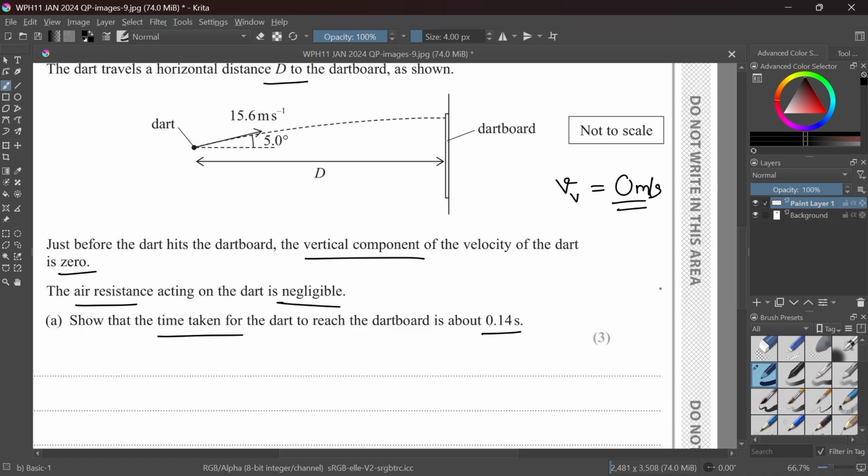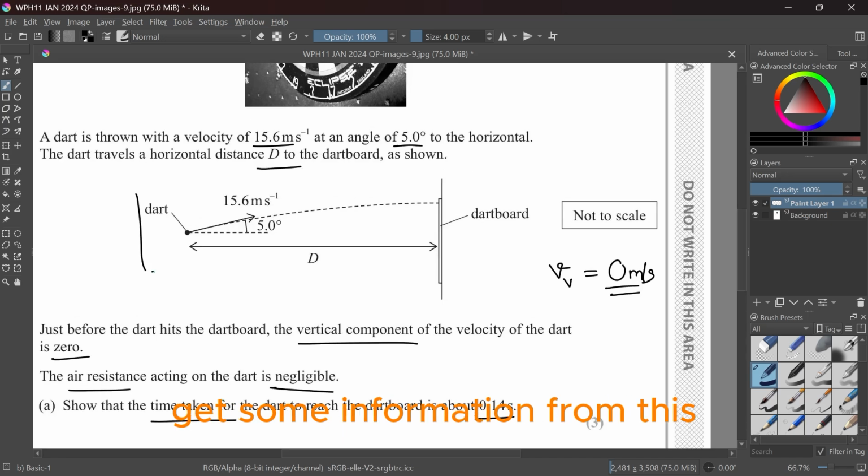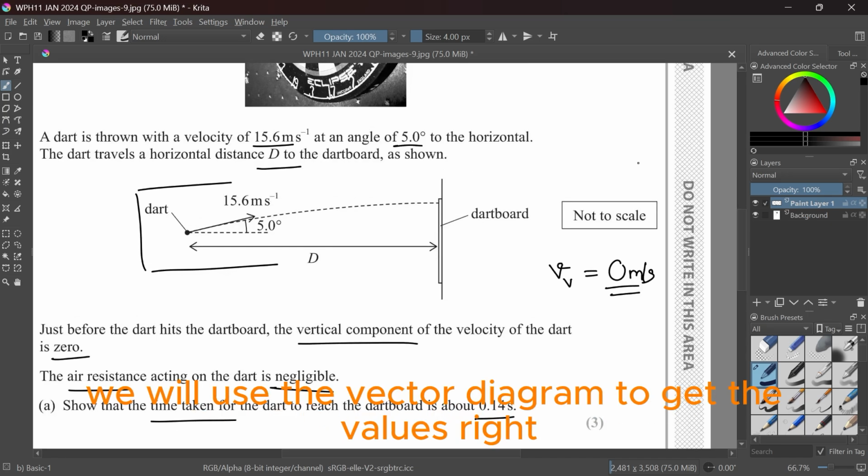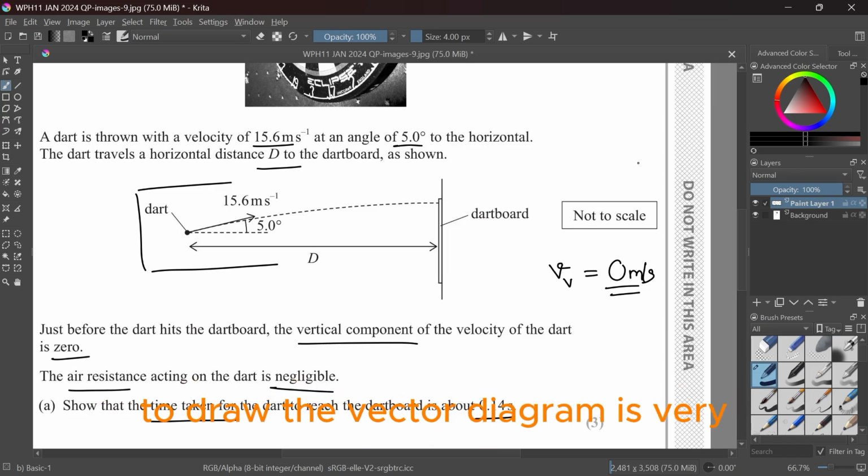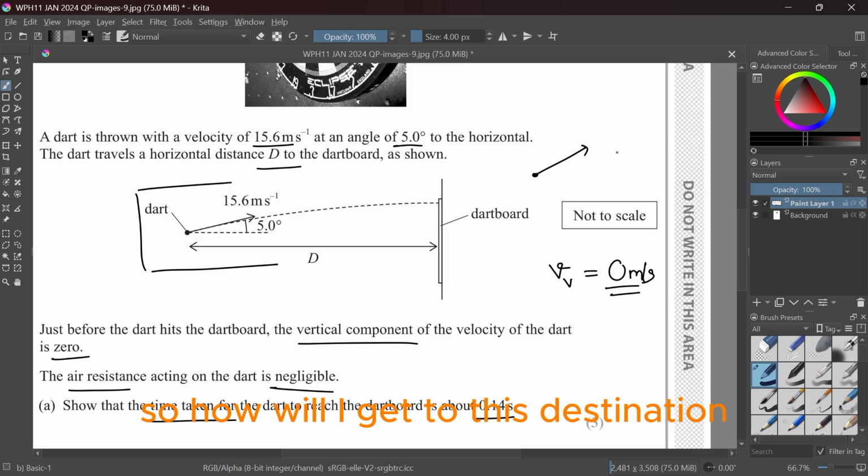Okay, now in order to solve this and get some information from this, we will use the vector diagram to get the values. Drawing the vector diagram is very simple. This is your resultant line, as you can see, which is 15.6, at this angle. So how will I get to this destination? It's simple. We usually call this the head to tail rule. So you can only go left, right, up and down.